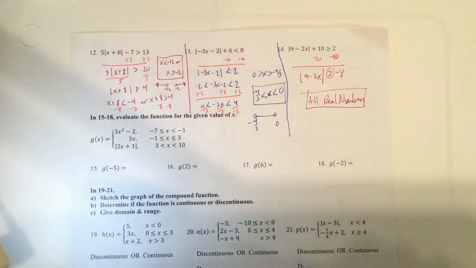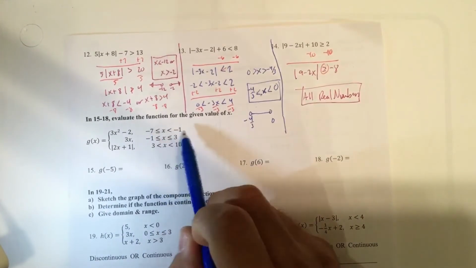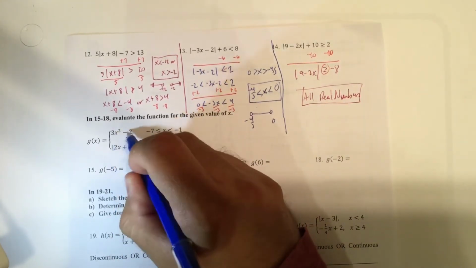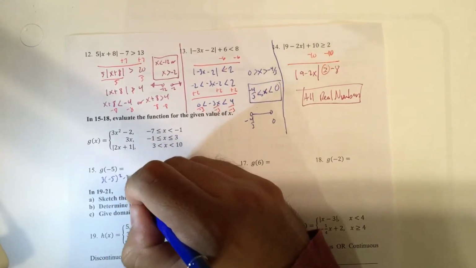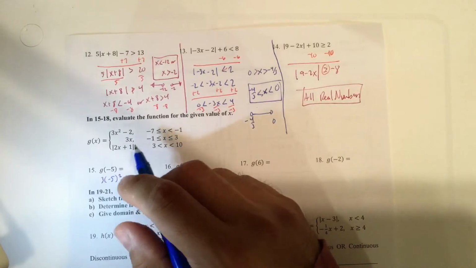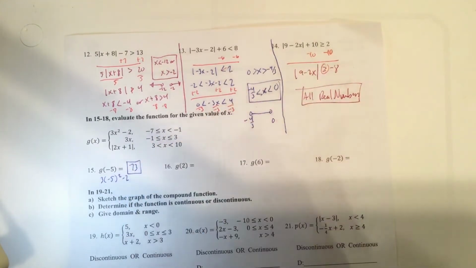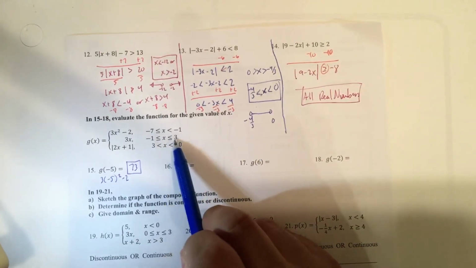All right, so for these here, we're going to see which restriction they fall into. So negative 5 is greater than negative 7 and less than negative 1, so we plug it into this function. So 3x squared minus 2, so 3 times negative 5 squared minus 2. Negative 5 squared is 25. 25 times 3 is 75. 75 minus 2 is 73.